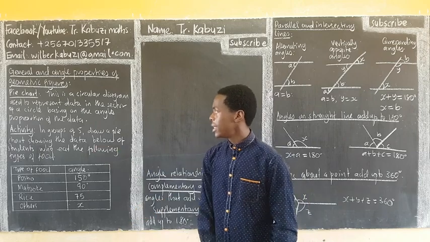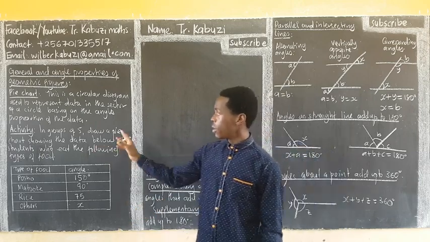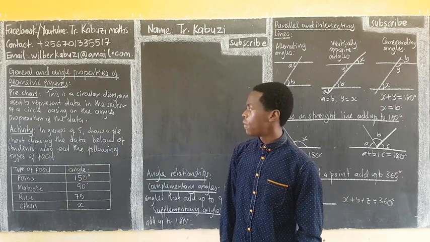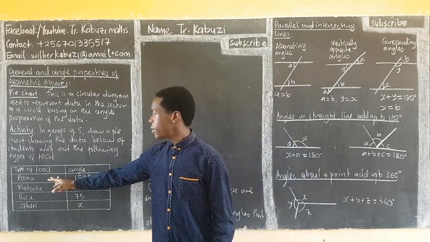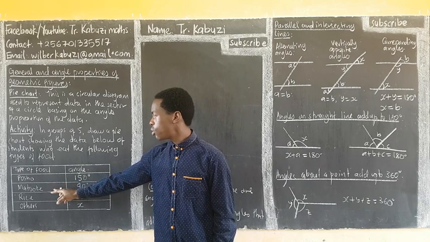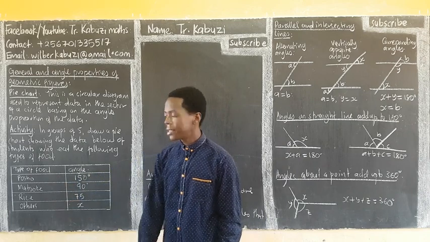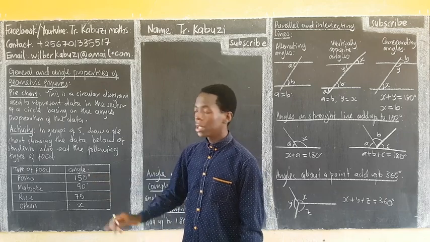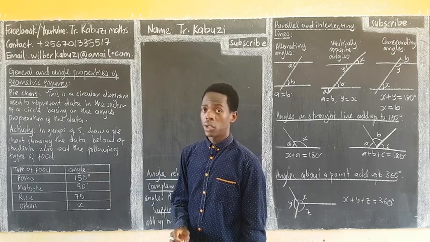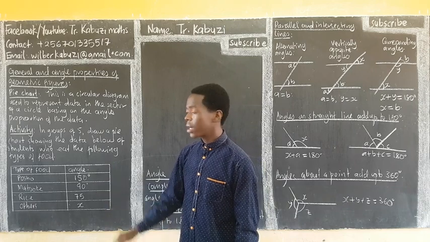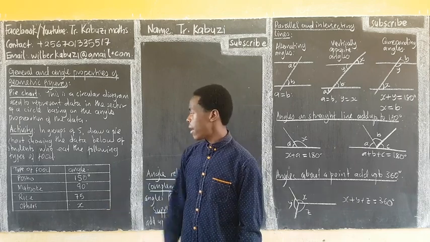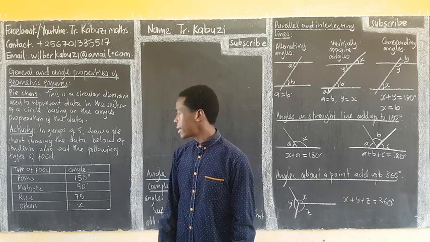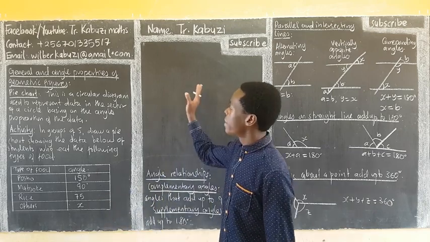So you're going to do it in groups of 5. Do a pie chart showing the data below of students who eat the following types of food. We have posho, matoke, rice, and then others. Others, they are giving us X here. Those eating posho represent the proportion of 150 degrees. Matoke, 90 degrees. Rice, 75. Then others are X. So we need to get X there, and then represent it on a pie chart.